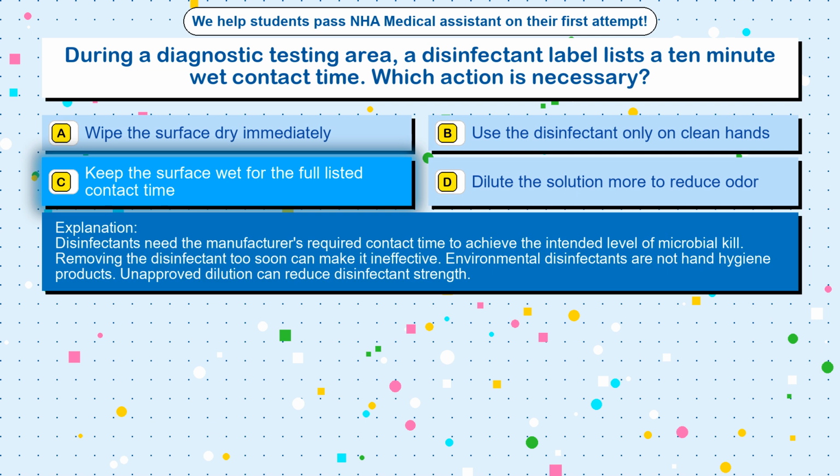Disinfectants need the manufacturer's required contact time to achieve the intended level of microbial kill. Removing the disinfectant too soon can make it ineffective. Environmental disinfectants are not hand hygiene products. Unapproved dilution can reduce disinfectant strength.